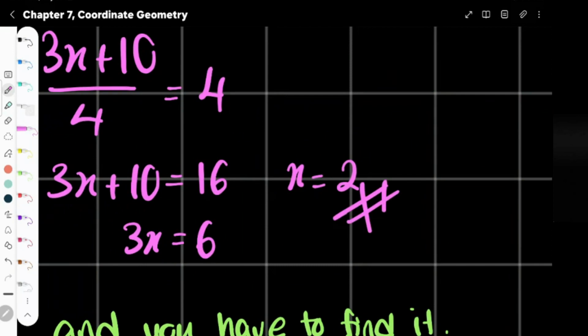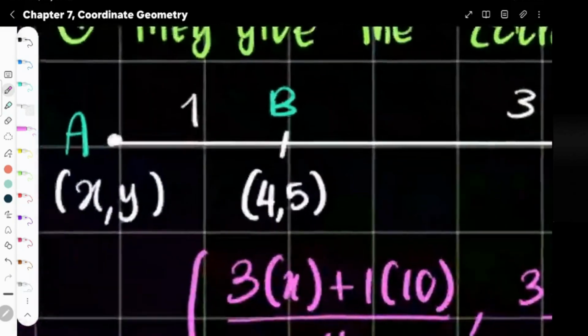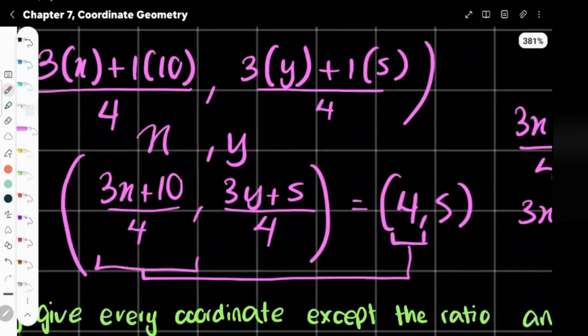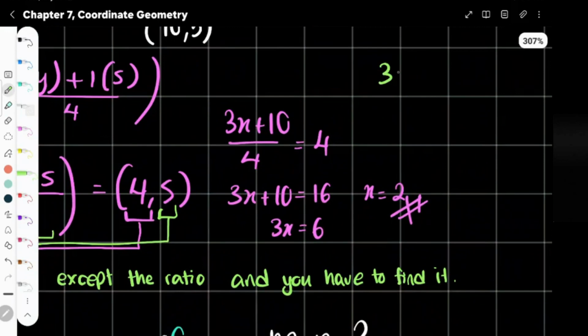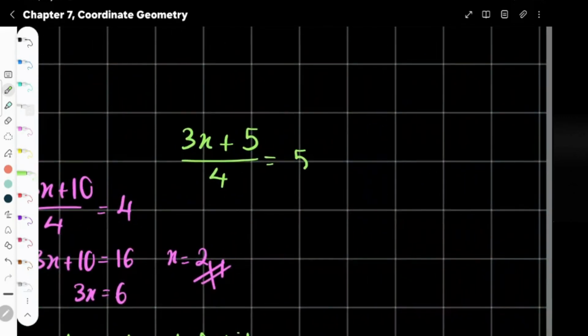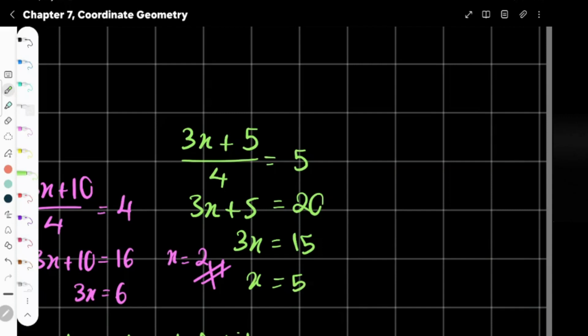This is x. But of course, they want the coordinate, right? They want the coordinate of this point here. So of course, you can do the same thing with y. You can compare this y here with the 5. So let's compare. 3x plus 5 over 4 equal to 5. This 4 moves to the other side, 20. 3x plus 5, this 5 moves to the other side, becomes 3x equals 15. Then x equals 5.